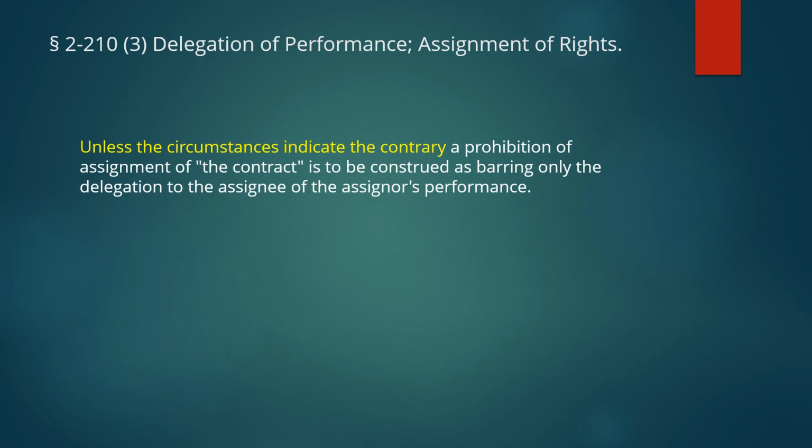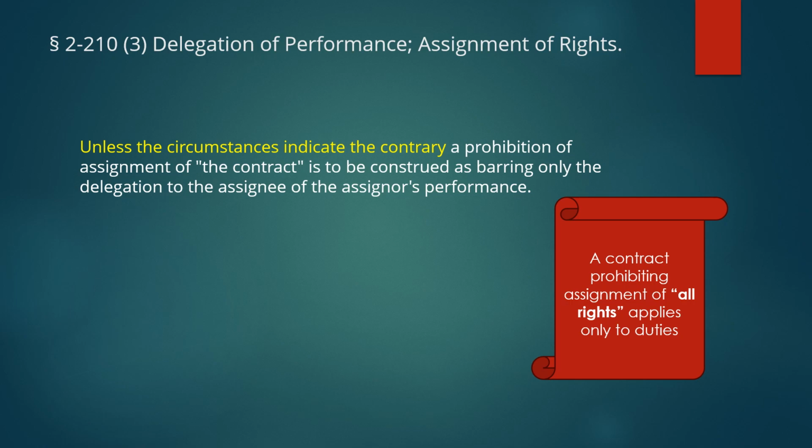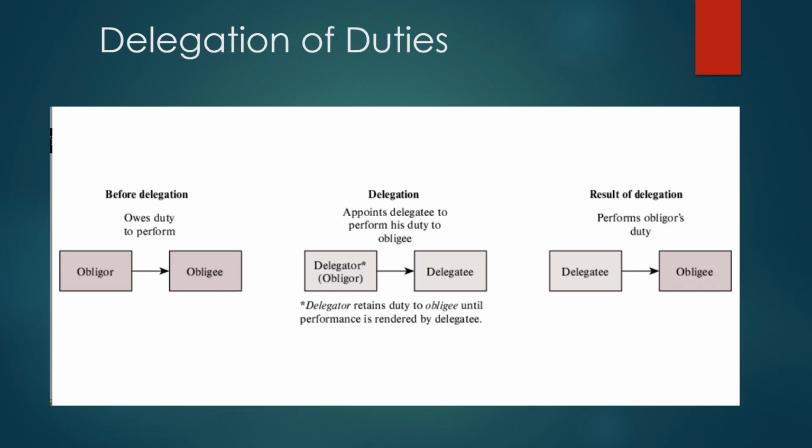So, if a contract prohibits assignment of all rights, because remember I said they use assignment as the general term, it applies only to duties. What it says is basically, if it says you cannot assign any rights or all rights, the court's going to say, well, what they meant is you can't delegate duties. Okay, so let's talk about delegation of duties.